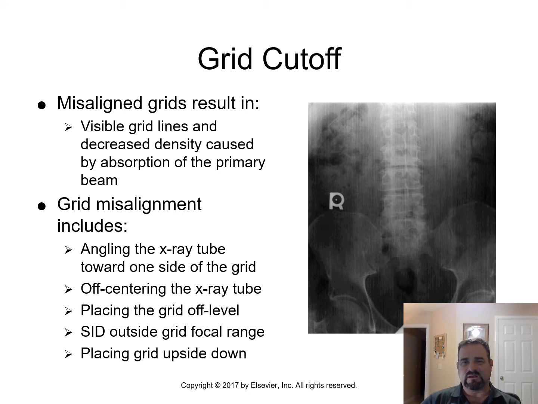All right, so grid cutoff. Grid cutoff is when excessive absorption of useful radiation occurs. It also is when misaligned grids result in visible grid lines or decreased density caused by the absorption of the primary beam. If you can see this particular X-ray, zoom in a little bit closer, you can see that there are grid lines. You can see them from here looking at it. Okay, these are grid lines.